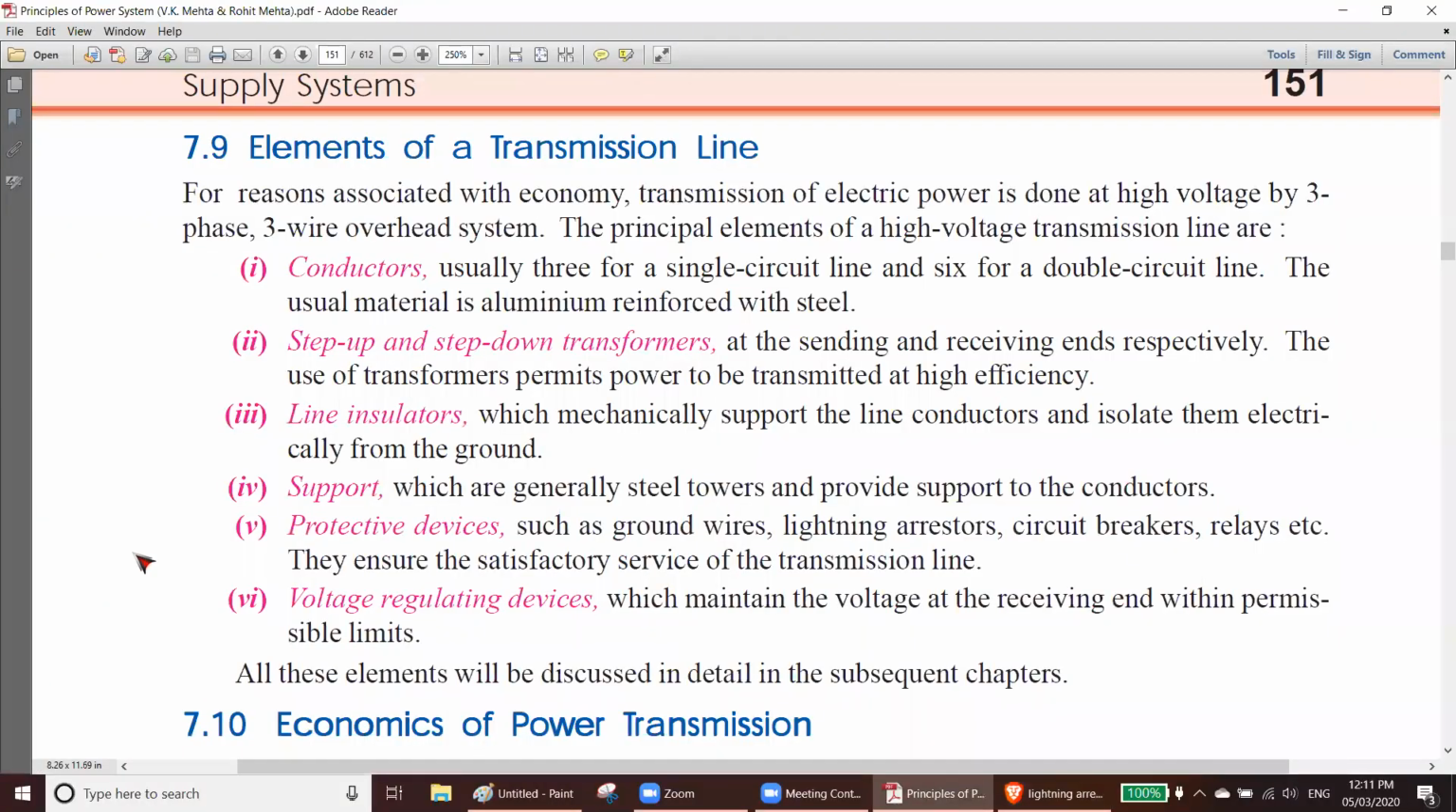Support means tower. Protective devices such as ground wires, we have already talked about that. Voltage regulating devices keep the receiving end voltage within permissible limits. A voltage regulator measures the voltage and regulates it, and is situated at the end of your transmission line, that means the receiving station or the substation. When the voltage goes up or down, it controls the voltage.